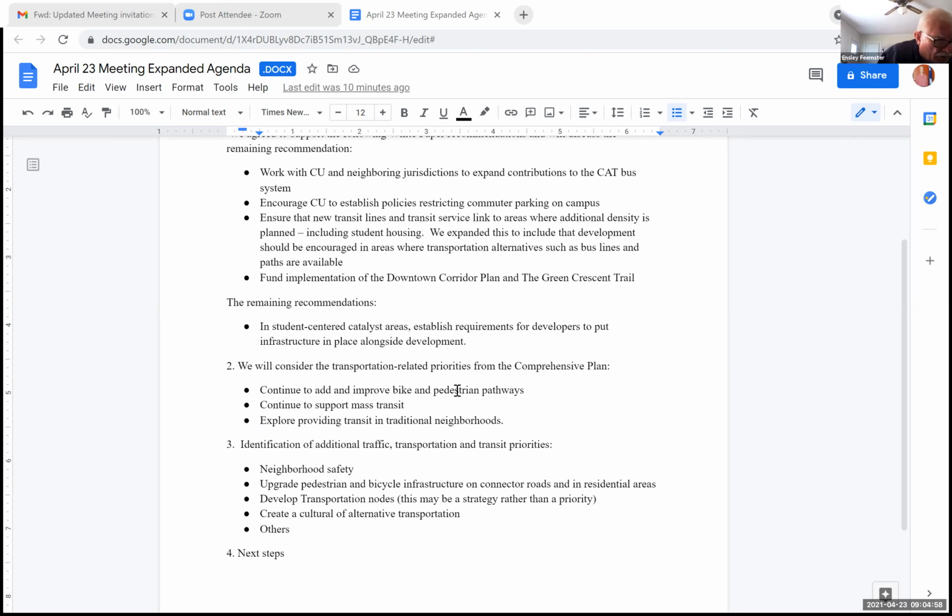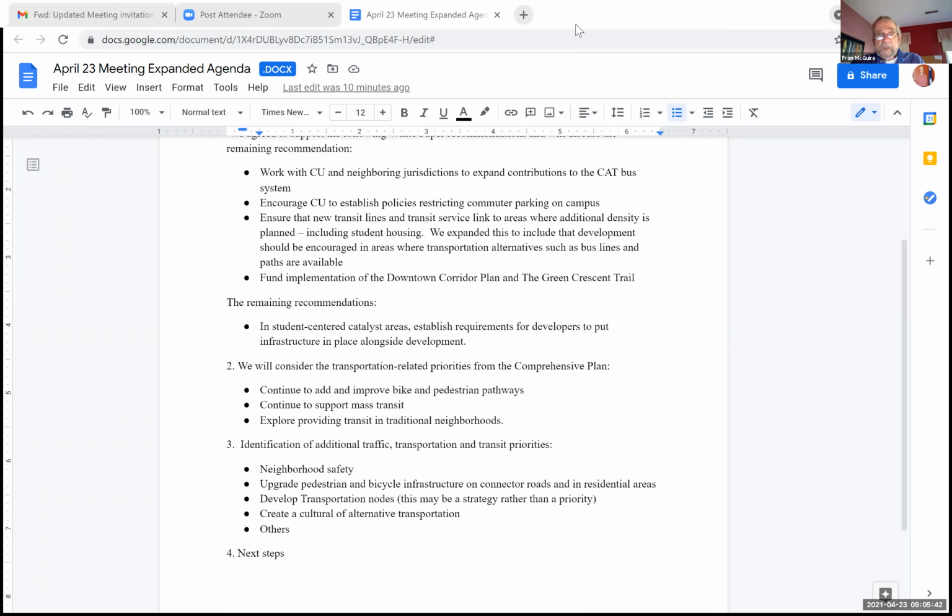All right. The next part was in the comp plan, where they had the 100+ list of objectives and strategies. They had these 3 as their primary priorities: continuing to add and improve bike and pedestrian pathways, continue to support mass transit, and explore providing transit in traditional areas. I think the first 2 of these we've already included in our thoughts up above and beyond, so I think we are supporting those. The only one that was not part of the white paper was this last one, providing transit in traditional neighborhoods. We had talked about that.